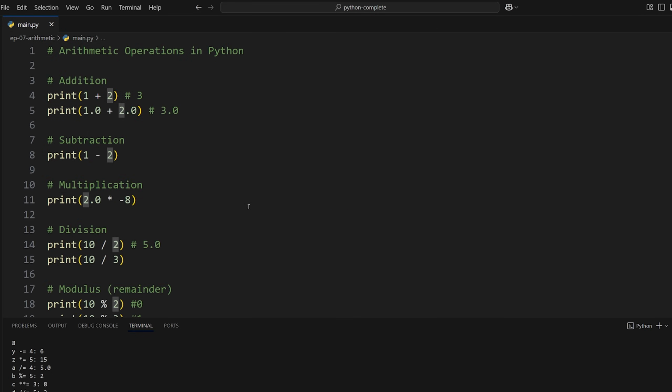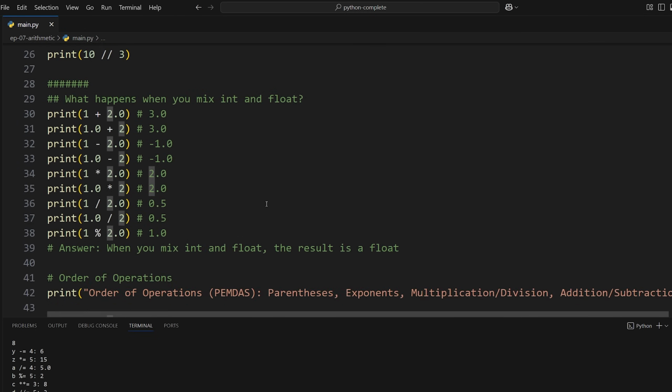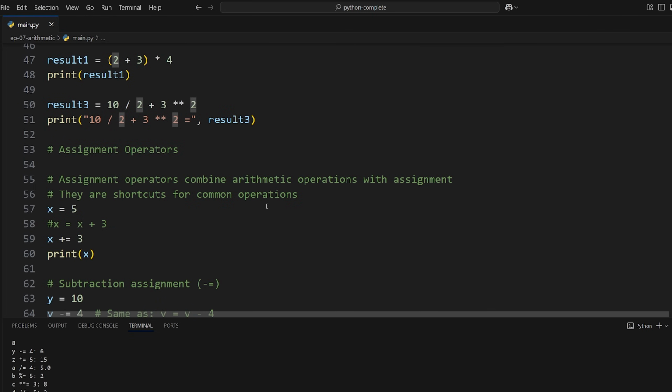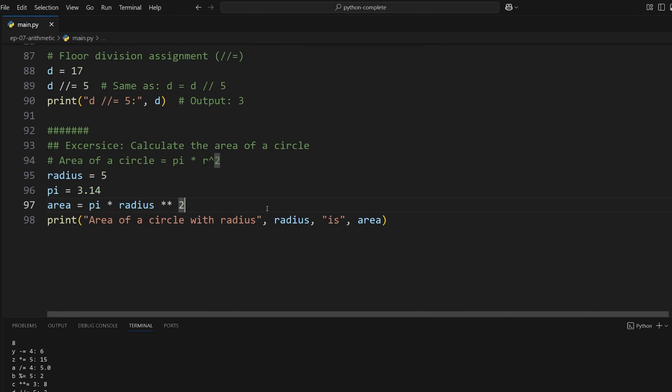But that is it for this episode, everybody. I know it's kind of long, but that is how you can do arithmetic operations in Python. We learned about addition, subtraction, multiplication, division, modulus, exponentiation, floor division, just going over what happens when you mix int and float, order of operations within Python, assignment operators so that we can do little shortcuts when we're changing the values of variables with arithmetic, and then finally we did our little challenge to calculate the area of a circle.